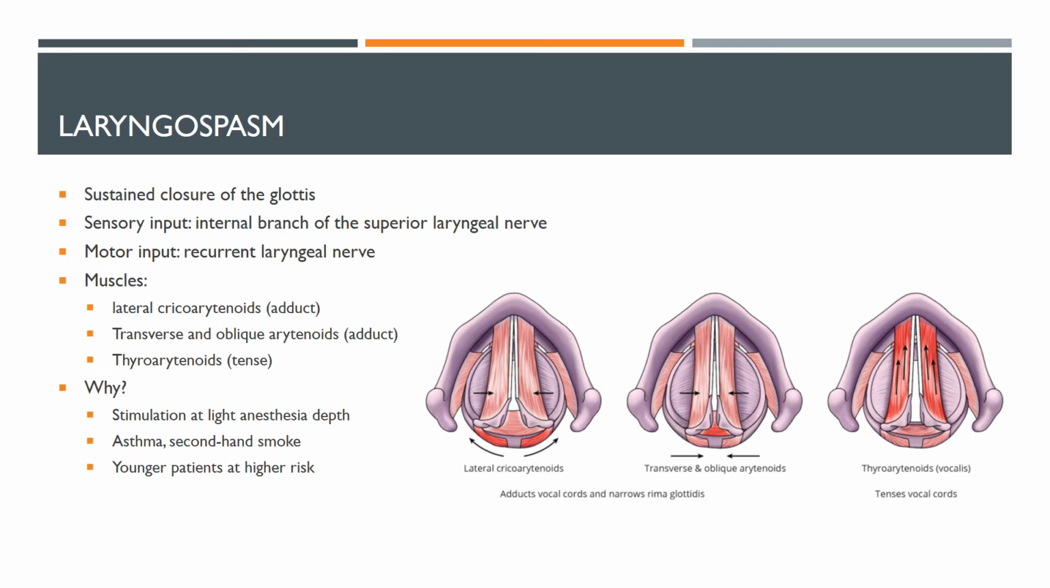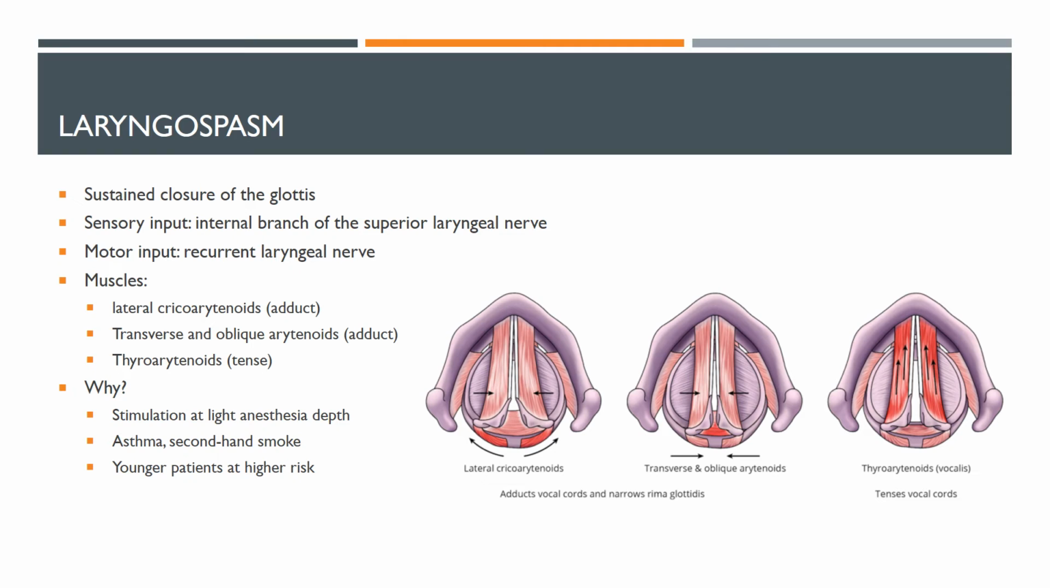All right, the next topic is about one of the most feared intraoperative complications for the anesthesiologist, which is laryngospasm. So laryngospasm is the sustained closure of the glottis that makes ventilation either difficult or impossible. It is an involuntary response. It is triggered by input from the internal branch of the superior laryngeal nerve, and the motor input is via the recurrent laryngeal nerve.